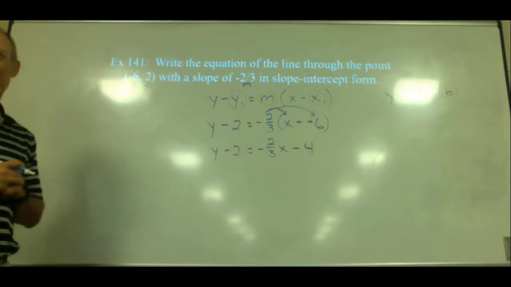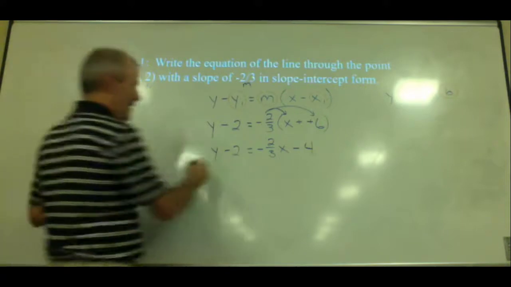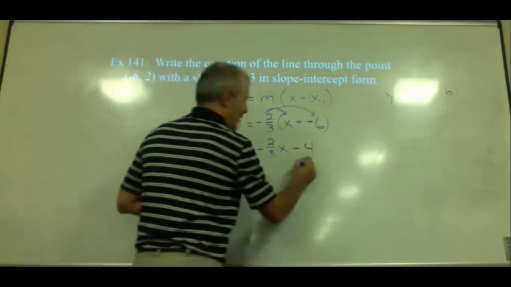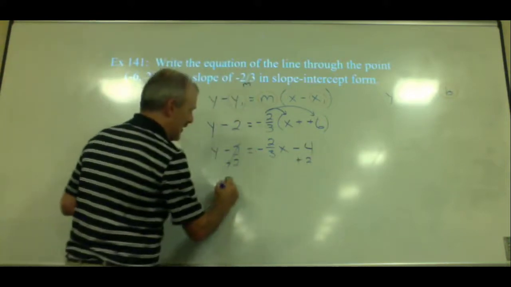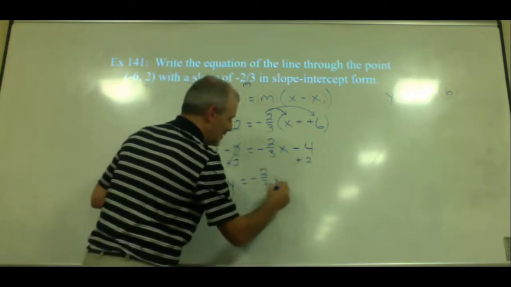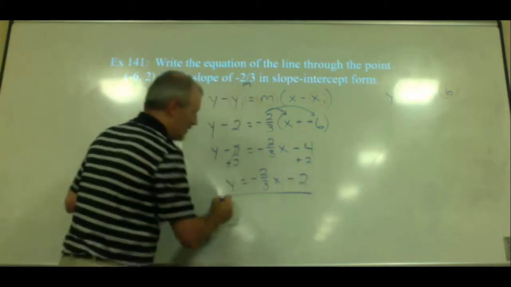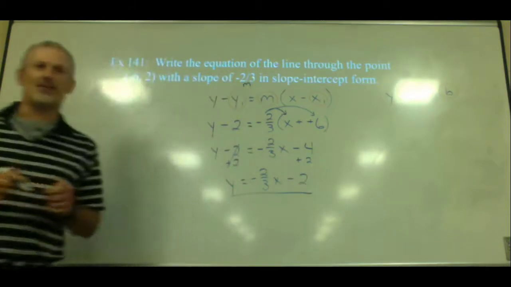And now we're ready to get the y completely by itself, right? So how do we get the y by itself? Add the 2, plus 2. So that cancels out. And now we have just y. We have negative 2/3 x, and we have minus 2. So that is our answer.